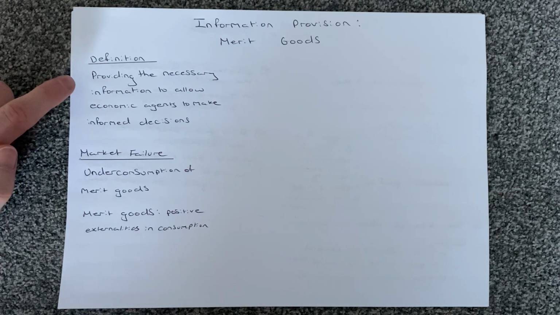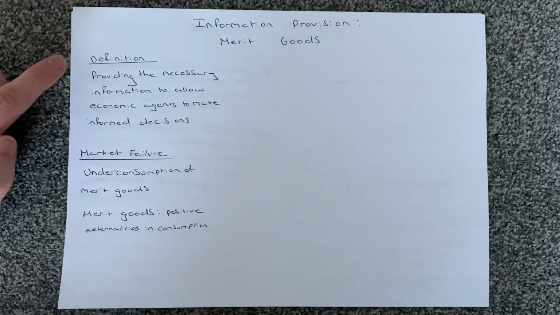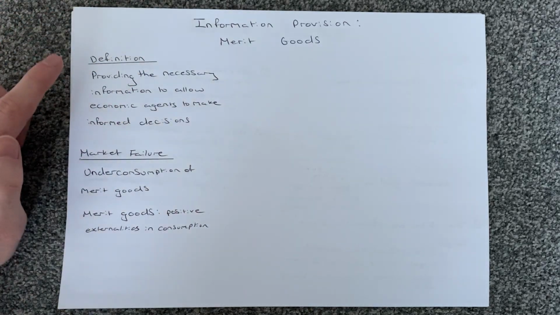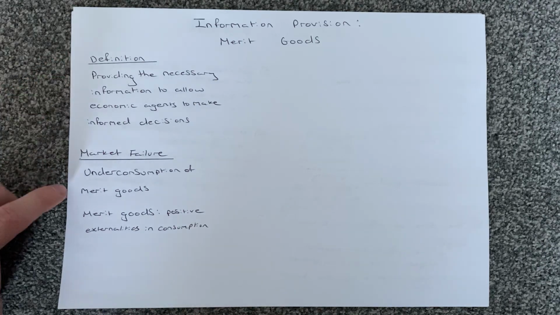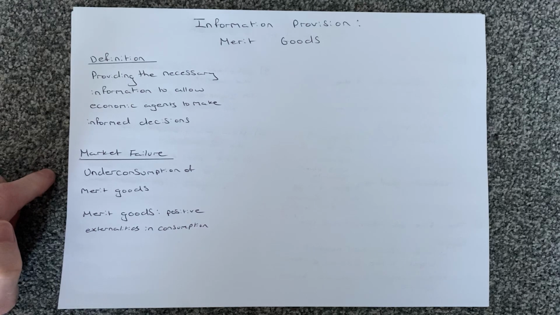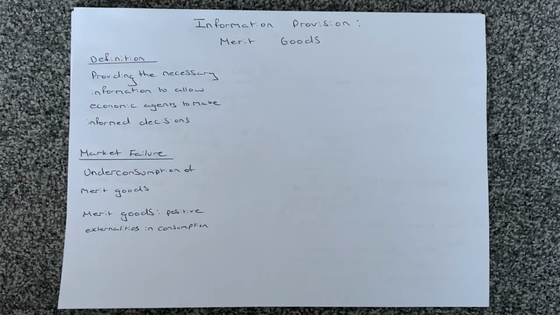So, what market failure does this correct? Well, if we focus particularly on information provision with regards to merit goods, this helps to correct the underconsumption of merit goods. And obviously, merit goods have positive externalities in consumption, so we want to encourage people to consume more. By providing the necessary information, it should allow economic agents to make informed decisions, and that should hopefully see an increase in consumption of these particular merit goods.